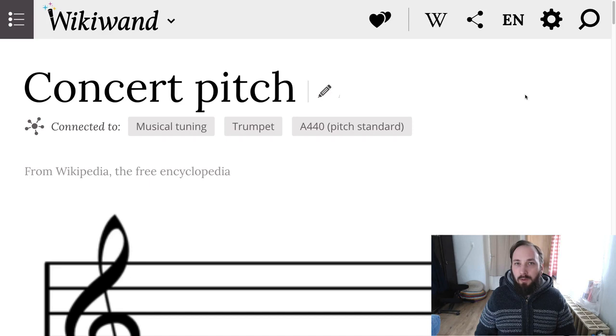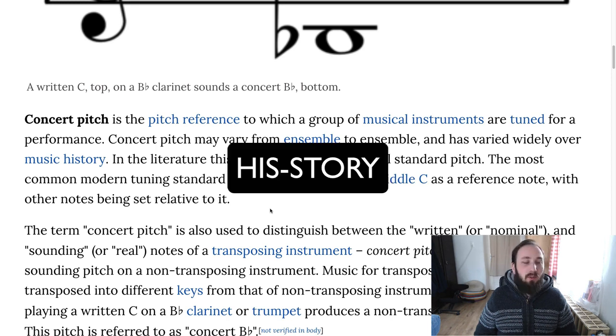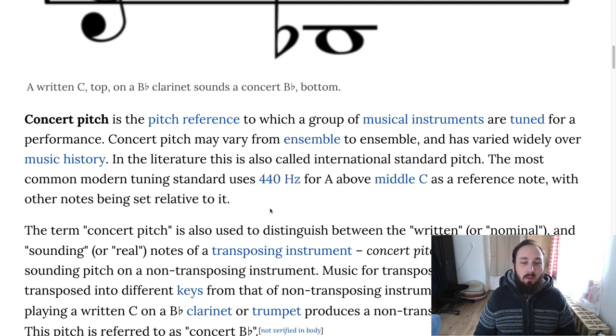What is 440 Hz? So let's first learn about concert pitch. Concert pitch is the pitch reference to which a group of musical instruments are tuned for a performance. Concert pitch may vary from ensemble to ensemble and has varied widely over music history. His story. We know that his story is fake. In the literature, this is also called international standard pitch. The most common modern tuning standard uses 440 Hz for A above middle C as a reference note, with other notes being set relative to it.